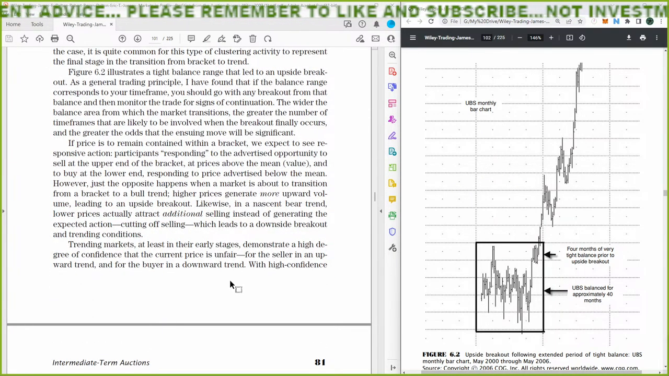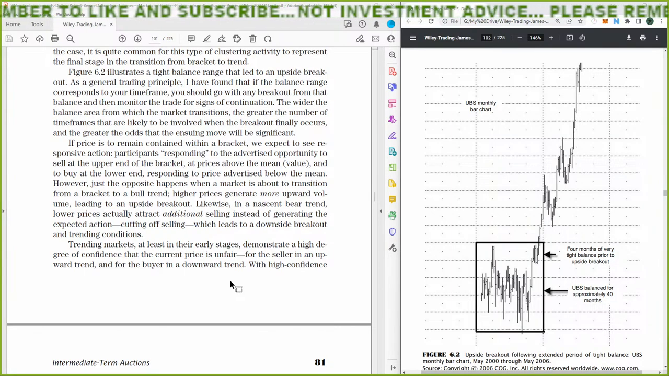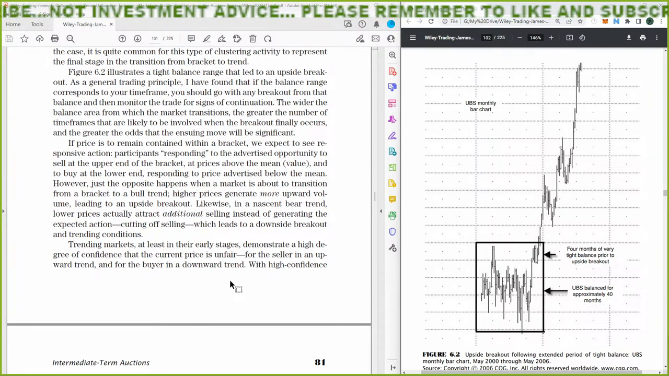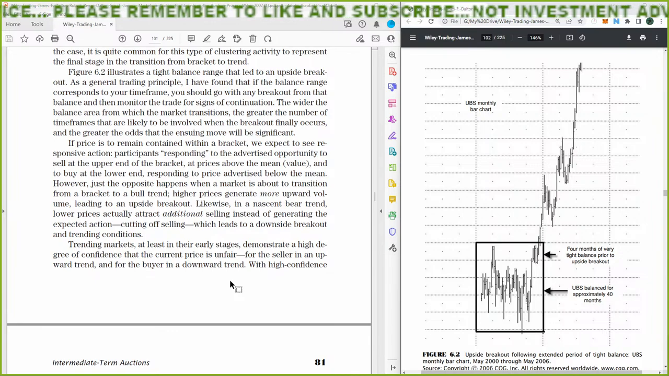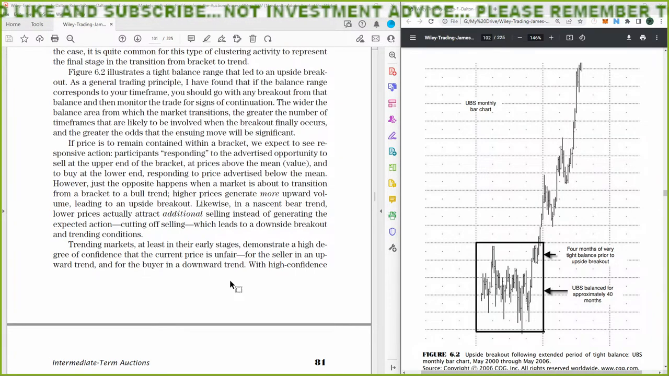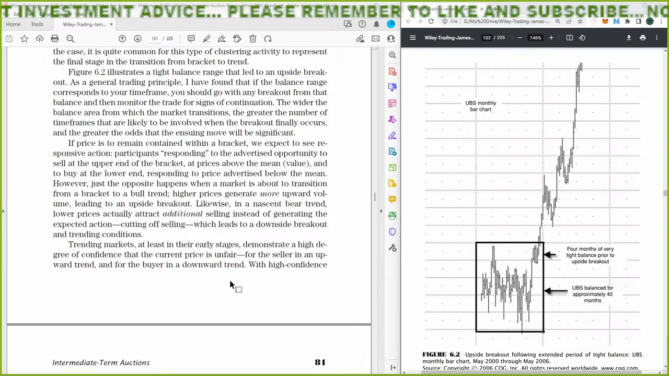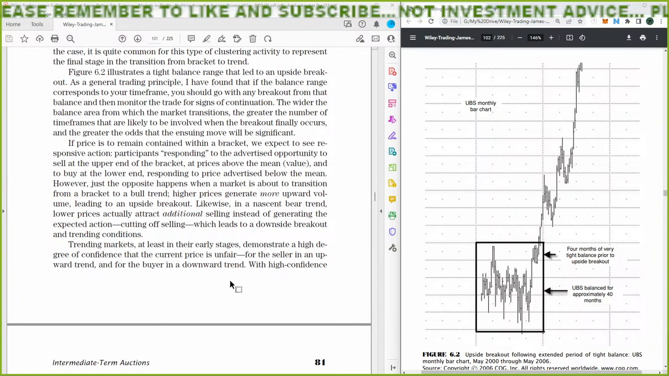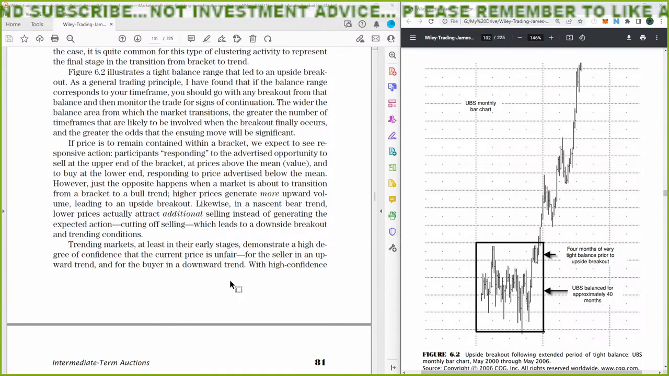If price is to remain contained within a bracket, we expect to see responsive action: participants responding to the advertised opportunity to sell at the upper end of the bracket, as prices are above the mean, and to buy at the lower end, responding to price advertised below the mean. However, just the opposite happens when the market is about to transition from bracket to bull trend. Higher prices generate more upward volume, leading to an upside breakout. Likewise, in a nascent bear trend, lower prices actually attract additional selling, instead of generating the expected action of cutting off selling, which leads to a downside breakout in trending conditions.